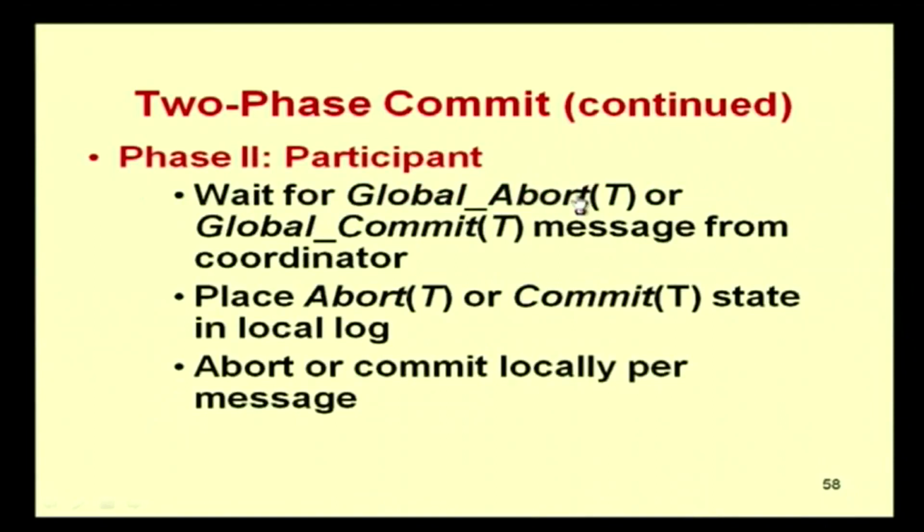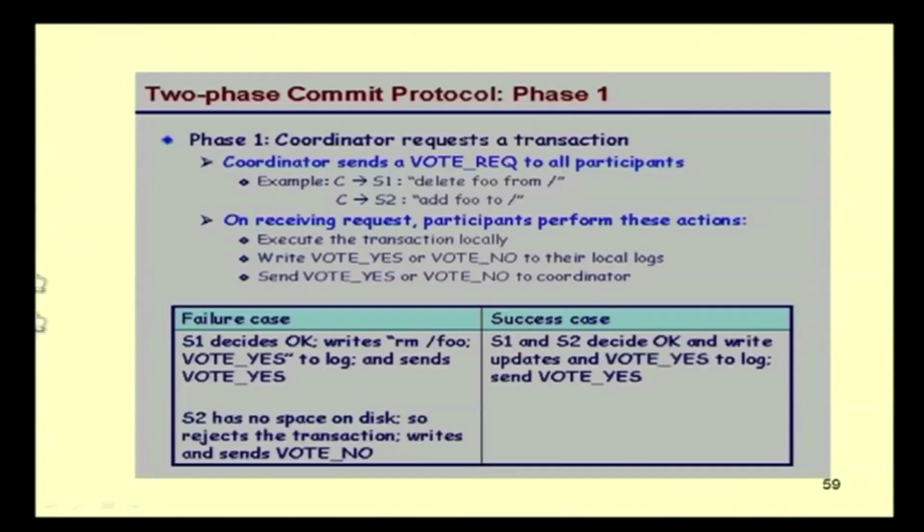Here he has to wait for the global decision. Once he sends it in phase 2, he has to wait for the global abort or global commit message from the coordinator, and he has to place abort T or commit T in the local log because of some other participant, and you also have to abort or commit locally per the message. So, this is the two phase protocol.